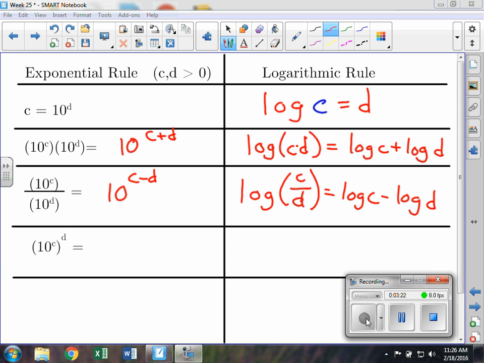Progressing to the fourth line, a power raised to a power. What was the rule? We had to multiply the exponents. It's the same thing here. If we are taking the logarithm of a power, the rule is to turn it into multiplication. And that's done with d multiplied by the logarithm of c. And thus we have the primary logarithmic rules we will use throughout today.